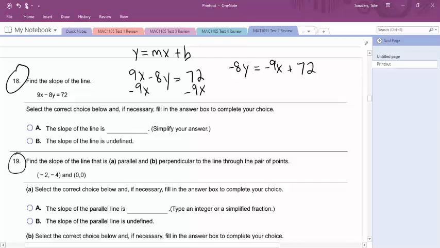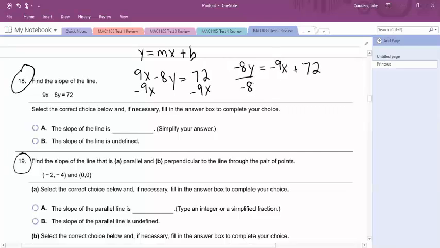And then to get the y by itself? Divide both sides by -8. Good. And we'll divide that into every term. So what does that end up giving us? Yeah, y equals 9/8x minus 9. Very good.